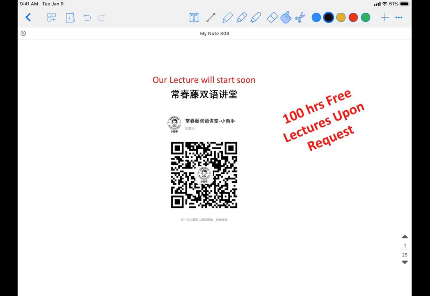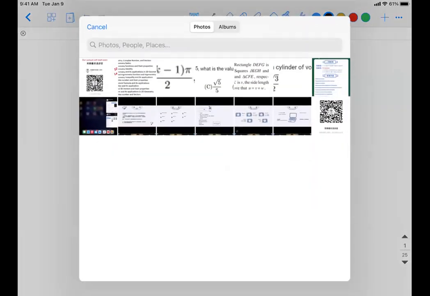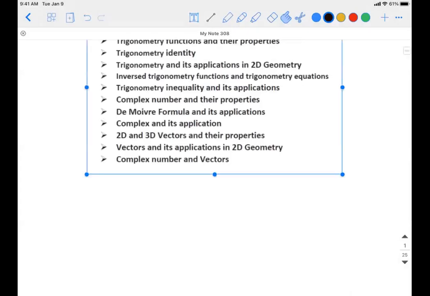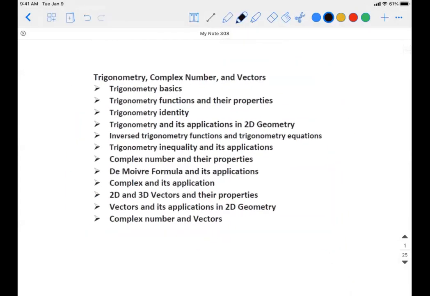Now we're going to a brand new session. This is our knowledge-based lecture, session 6: trigonometry, complex numbers, and planar vectors. Before we get started, let's spend a quick moment on a preview of our lectures. I'm going to show you what we would like to cover in this session. There you go. These are the topics we're going to talk about in our 10 lectures.